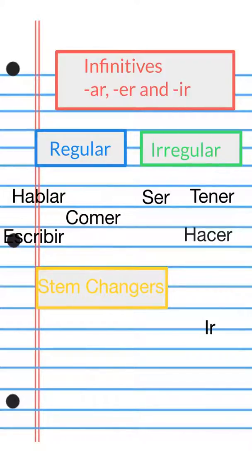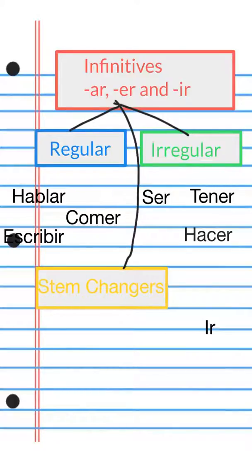types of verbs in Spanish and how they function. As you all know, we would typically start with infinitives, which are verbs that end in ar, er, or ir. Then, from the infinitives, they can be separated into regular verbs, irregular verbs, and even stem changers. We'll talk more about stem changers as we continue on in the course.